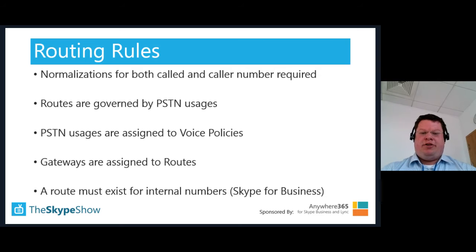Moving on to some basic routing rules. We have a dial plan, which is the first part of authorization. Then we move on to voice policies, which is the second part of authorization. And then we come to routes and PSTN usages. PSTN usages are attached to a voice policy, which allows you, when you dial a number, to use specific routes or a group of routes to the PSTN. The gateways are assigned to routes, and the route must exist even for internal numbers of Skype for Business, but you just don't define a gateway.